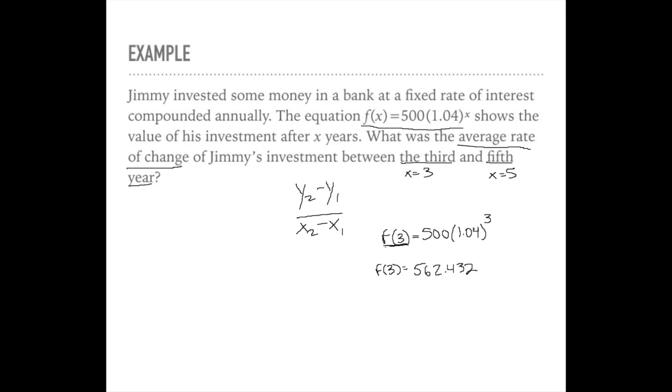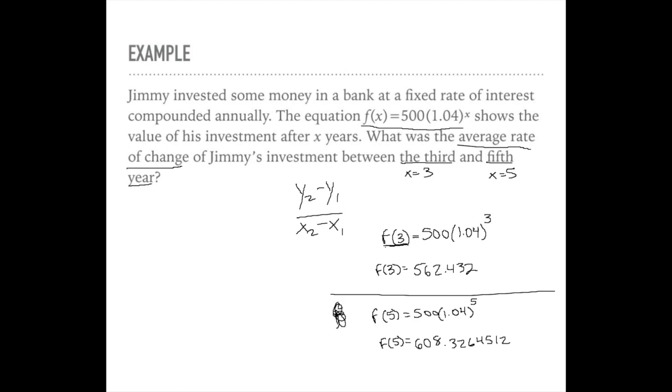What about f of 5? That means my y value when x is 5. Using the same function, they just want that x value to be a 5. When I do that, my y value turns out to be 608.3264512. So now this is going to be my second y.